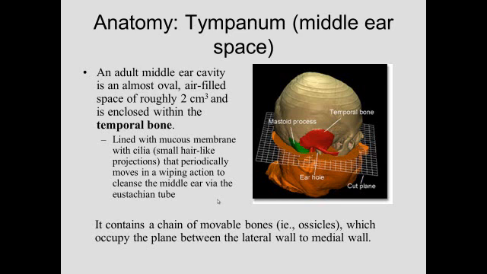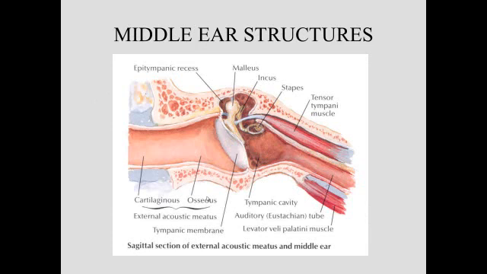So the next lecture will be on the structures of the middle ear space. Again, we'll be looking in here. 3 bones, a couple of ligaments and tendons, this eustachian tube right here, and then a lot of other important structures that exist in the area immediately surrounding this space.